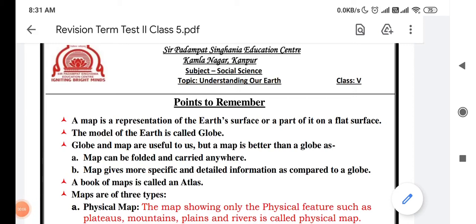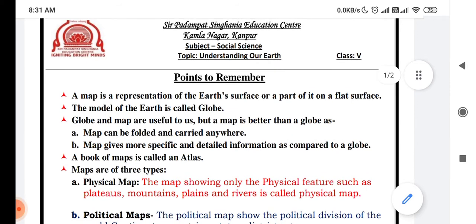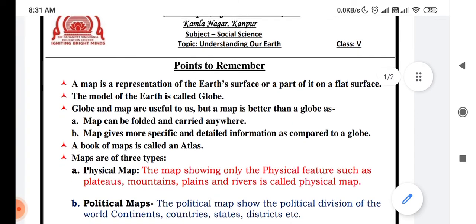So, here we are to revise the lesson Understanding our Earth. As you all know, a test is there, and to secure good marks in the test, what is the key to success? The key to success to secure good marks is a regular revision of the lesson, a proper preparation of the chapter. So let's have a revision of the lesson Understanding our Earth.